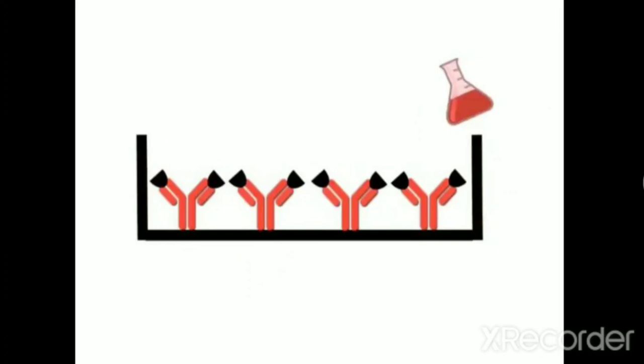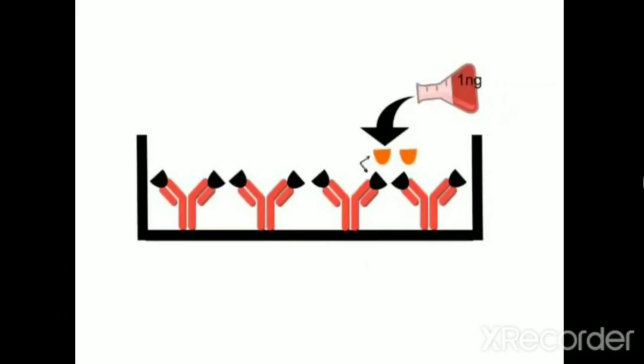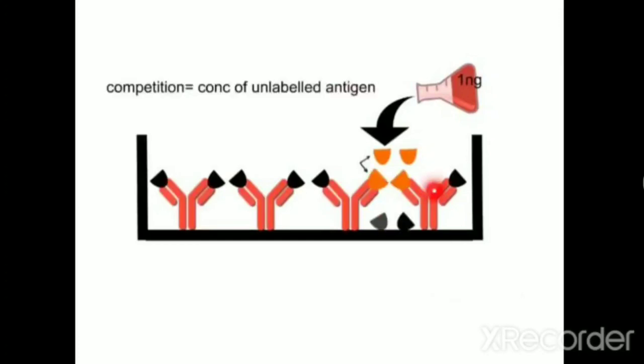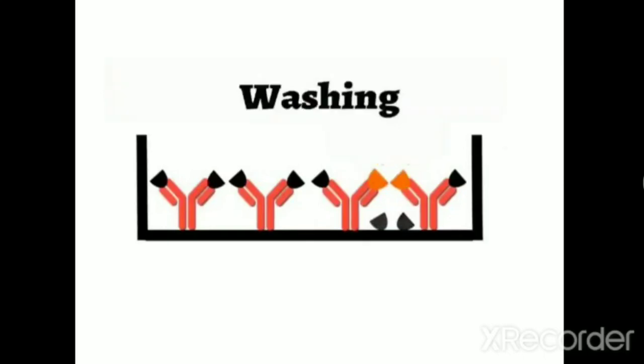Now we have to add the test sample. The test sample contains unlabeled antigen, that is the normal antigen without having radioactive isotope. So when we add this unlabeled antigen, they also have the affinity to the same binding site. So this unlabeled antigen displaces some of the radio-labeled antigen. So some of this antibody binding sites are occupied by the normal antigen, that is the unlabeled antigen present in the test sample.